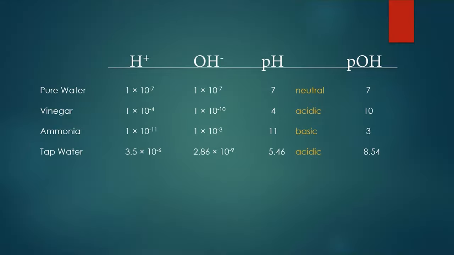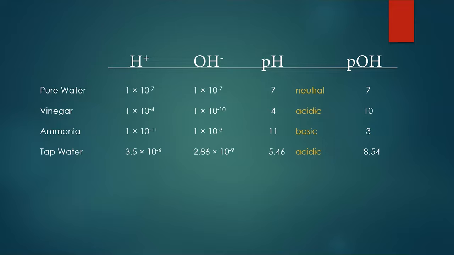There is another way that one can determine whether a solution's acidic, basic, or neutral, and that's called the pOH. It's very similar to the pH, but we simply take the negative log of the hydroxide concentration instead of the hydrogen ion concentration. So for pure water, the pH and the pOH are actually the same, since they're both 1 times 10 to the minus 7th. For vinegar, the pOH is based on the 10 to the minus 10th, so it's a pOH of 10. For ammonia, the pOH would be 3. And for the tap water, we have to use our calculator and plug that in, and we come up with a pOH of 8.54.